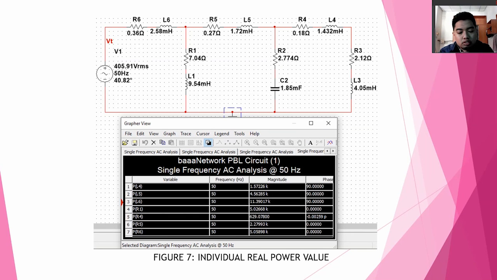So this is the table. These are all the values of each individual real power value when the switch is off, which means the power factor is still 0.82, the initial one. These are the values for inductance 4, 5, 6, and resistance R1, R4, R5, R6.